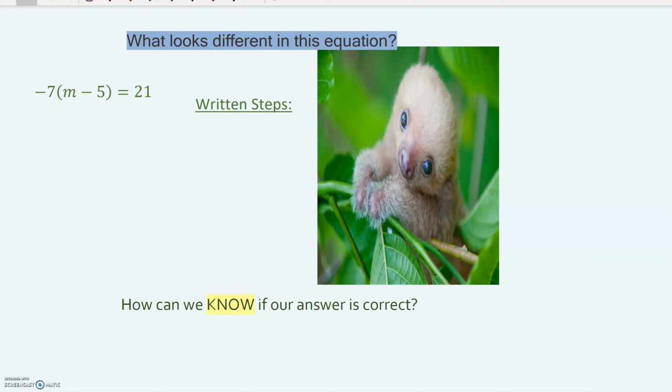Hopefully you came up with some ideas that were close to words that say something like, I need to get d isolated. That means I need to get d all by itself. And I'm going to use some inverse operations to get there.